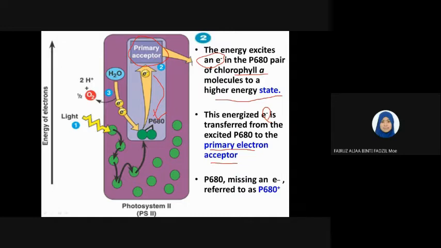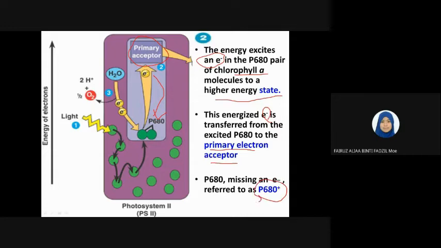And then the P680 is now missing the electron, because the electron has already been accepted by the primary electron acceptor. So the P680 is oxidized, they are missing the electrons, right? That means they are oxidized, isn't it? So when they miss an electron, immediately we call this chlorophyll P680 plus.